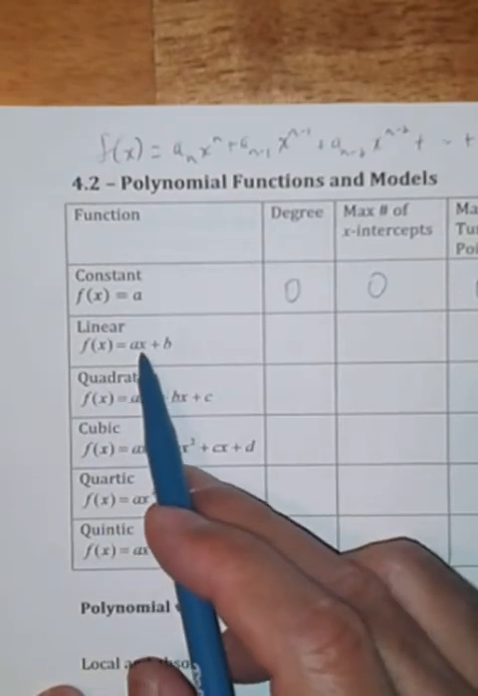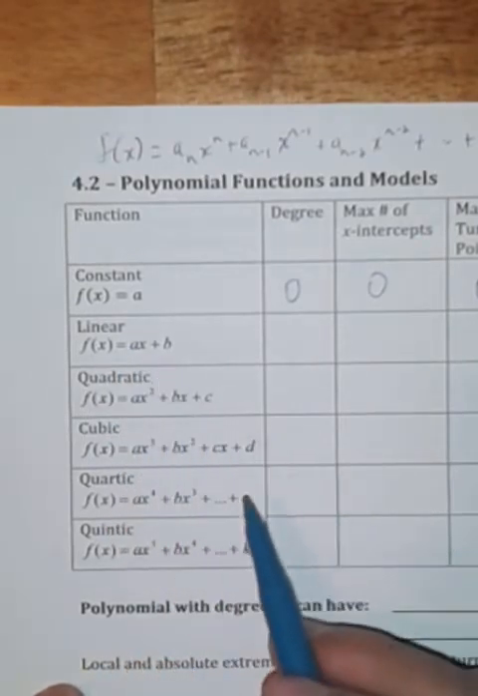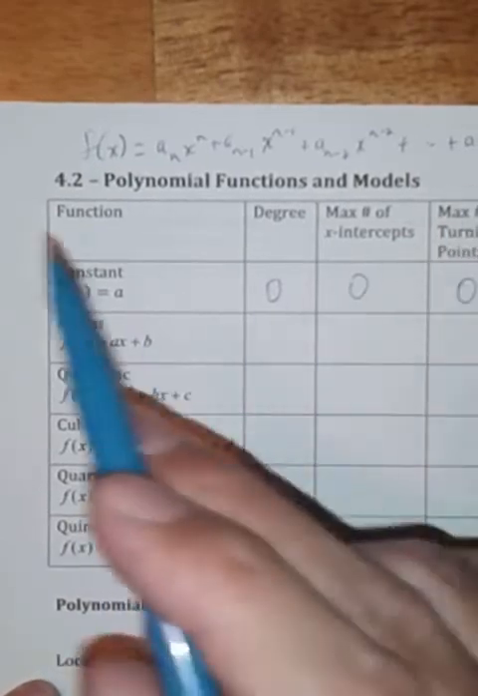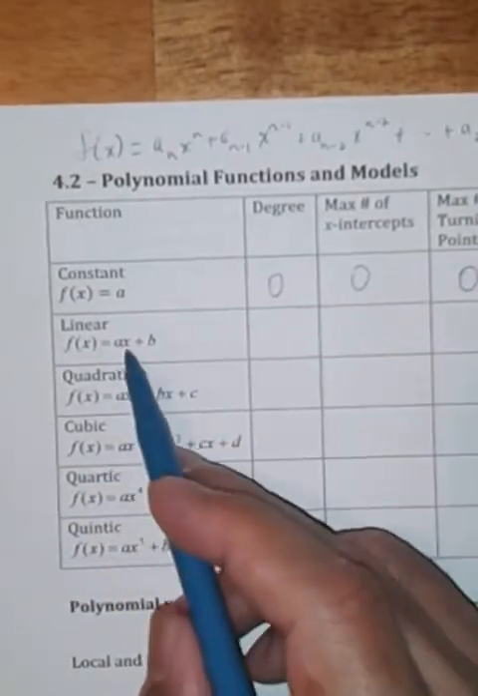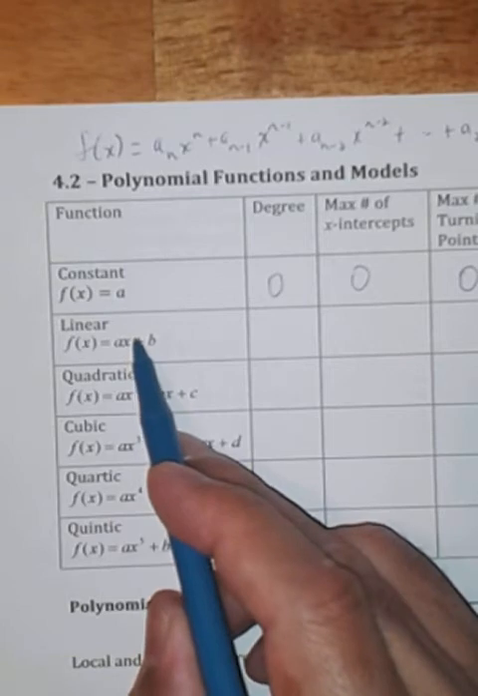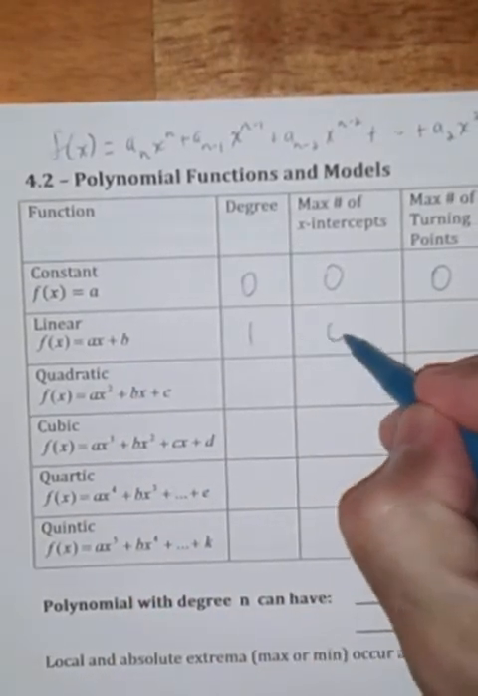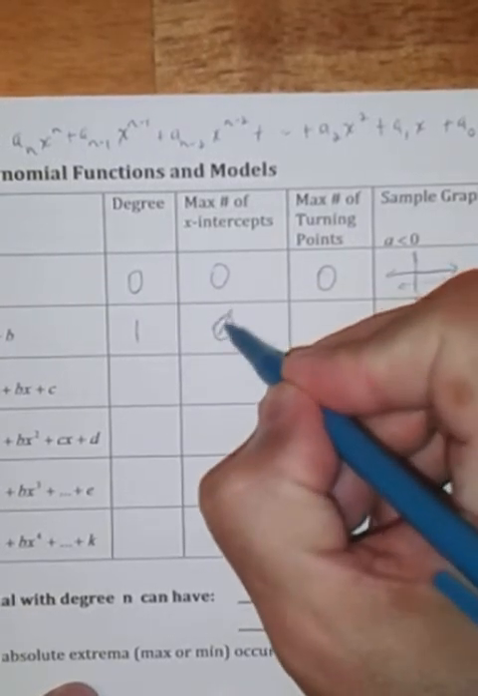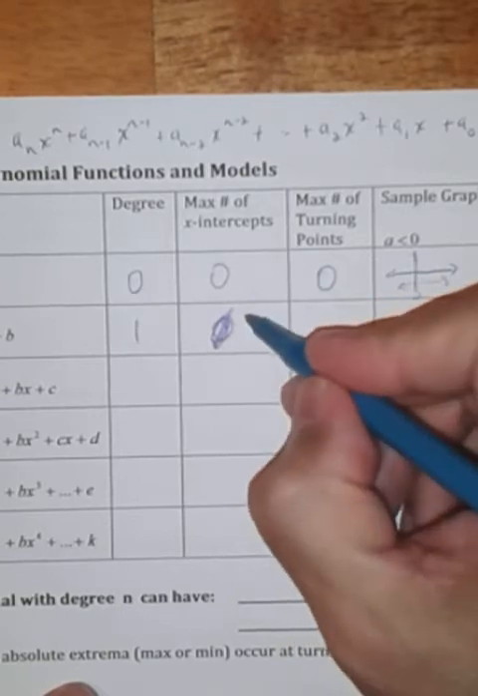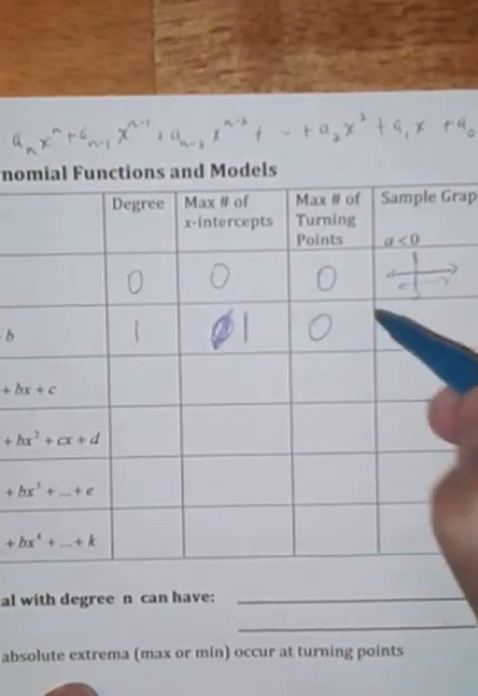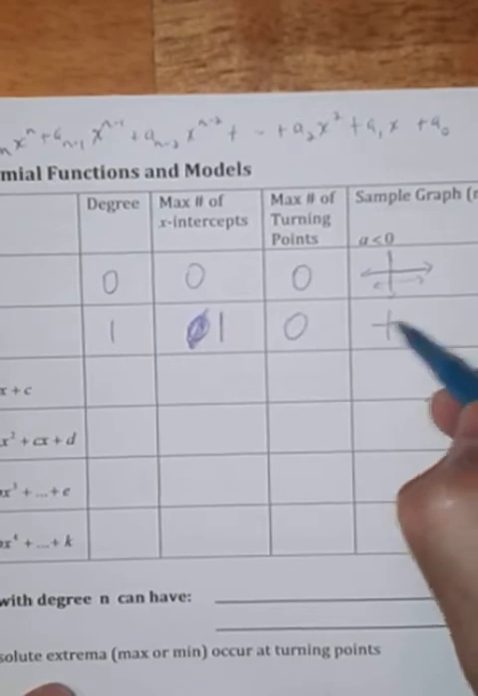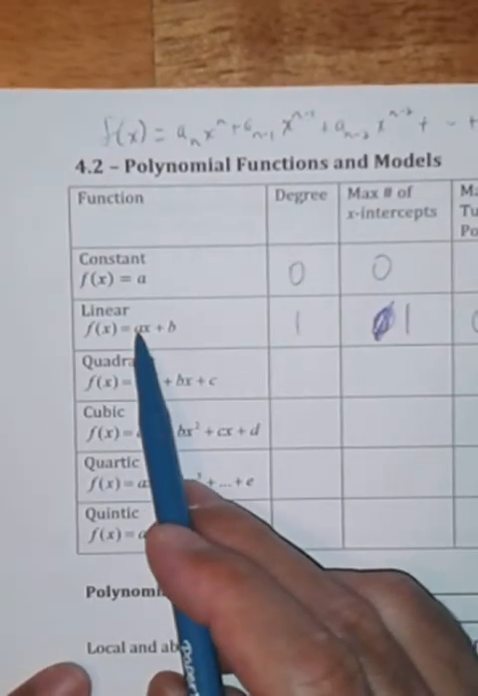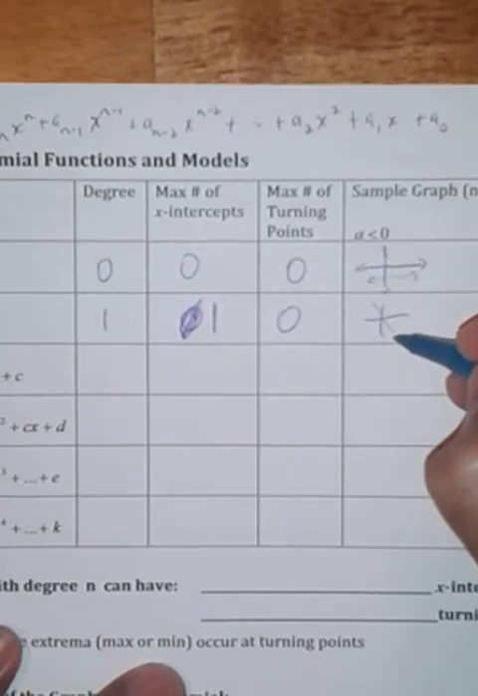f of x equals ax plus b. Remember, this is like y equals mx plus b. It's a line with some slope, which means it's slanting up or it's slanting downward. The degree is whatever the exponent of the highest one you see there, 1. Turning points, no, it doesn't turn. It's a straight line. Intercepts, I'm sorry, it can have intercepts. It can have one x-intercept. Turning point 0. And then how does it look when a is less than 0? That means when the slope is negative, it's going downward that way, and when the slope is positive, it's going upward that way.